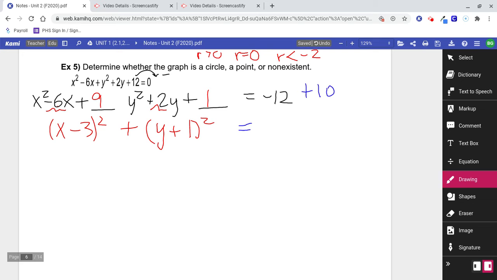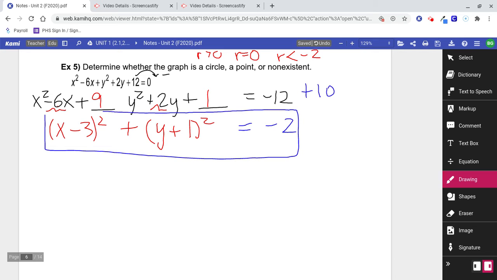Gathering those like terms, -12 plus 10 is -2. And so we can see the center-radius form of the equation right there. What it looks like is a circle with center at (3, -1). And, wait a minute, that would say it's a radius of square root of -2. That can't happen. That's going to be an imaginary number. We can't have a radius that's an imaginary number. So this is non-existent.